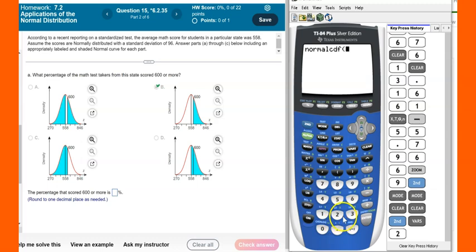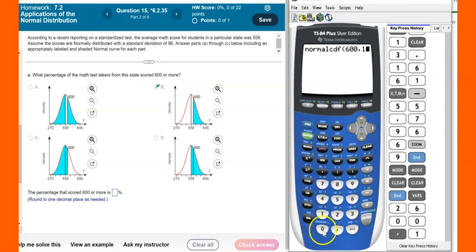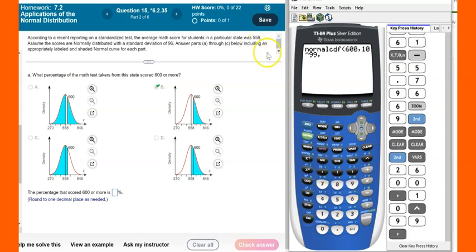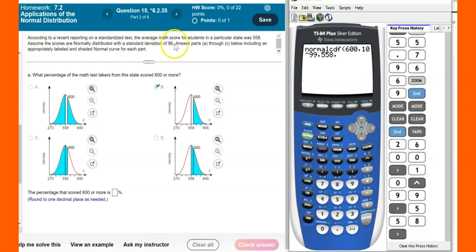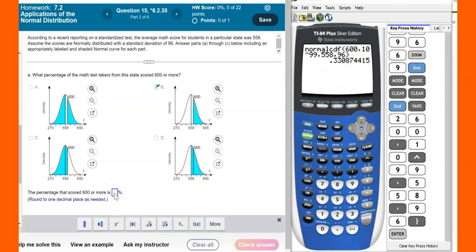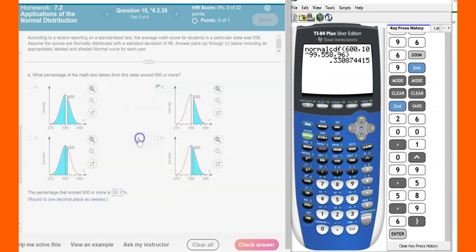And 600 is the lower bound. Upper bound, we don't have any, therefore we put 10 to the power 99. Comma, mean is 558. And the standard deviation is going to be 96. When you close parenthesis, you get 33.087. Rounded to one decimal, that's 33.1%. That's the answer. Okay, and you get it.